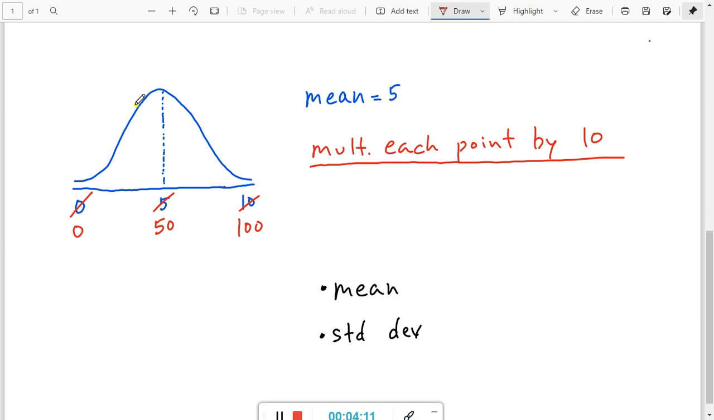Okay? So as you can see, our new mean is 50. And I'm not going to calculate the standard deviation, but clearly we can see it's more spread out because before it went from 0 to 10, and now it goes from 0 to 100. Okay? So without even knowing the actual number, we know that the standard deviation increased. We know it went up.